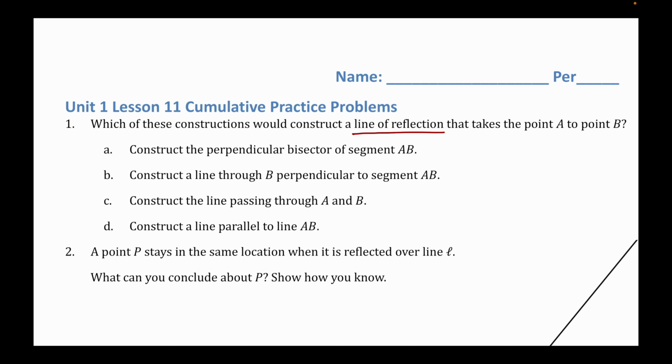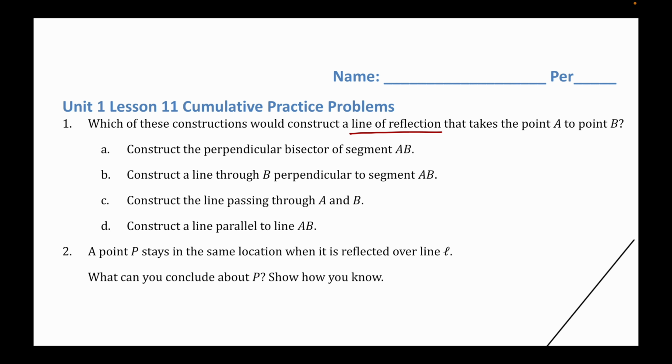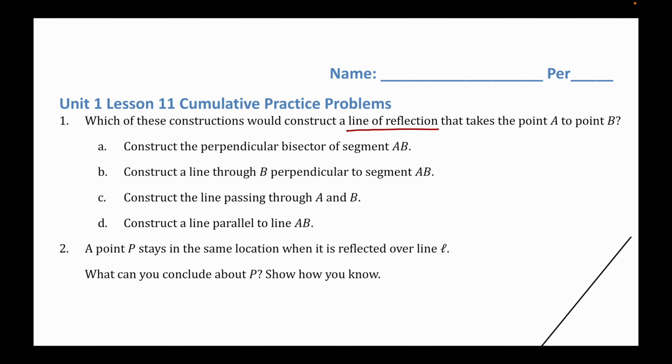Well, I know that with a reflection, my point should be an equal distance on either side. So if I have A and I have B, I should have an equal distance between those 2 points and my line of reflection. The closest thing we're going to have to that is the perpendicular bisector, because that's going to be the shortest distance to the line and maintain that it's equal on both sides. So our answer here is choice number 1, construct the perpendicular bisector of segment AB.